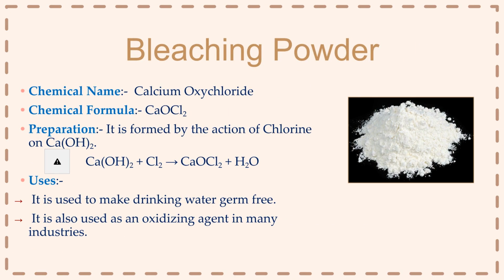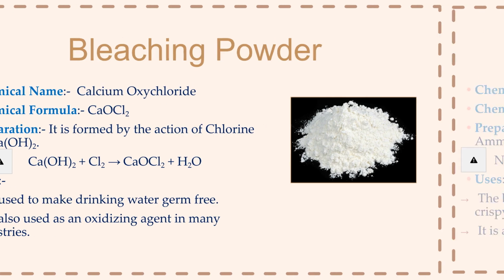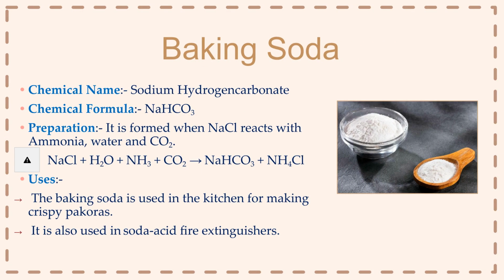Bleaching powder, chemically known as calcium oxychloride, is produced by the action of chlorine on calcium hydroxide. It is widely used for water purification and as an oxidizing agent. Baking soda, or sodium hydrogen carbonate, is produced from sodium chloride, ammonia, and carbon dioxide.